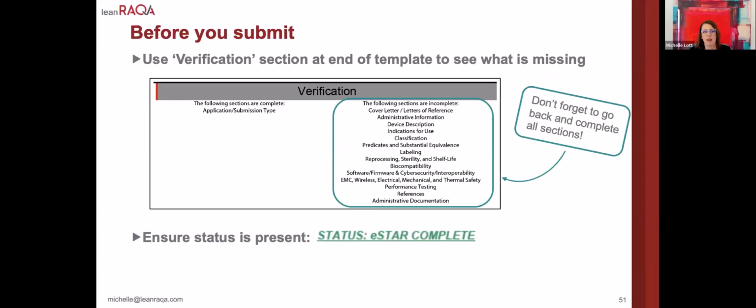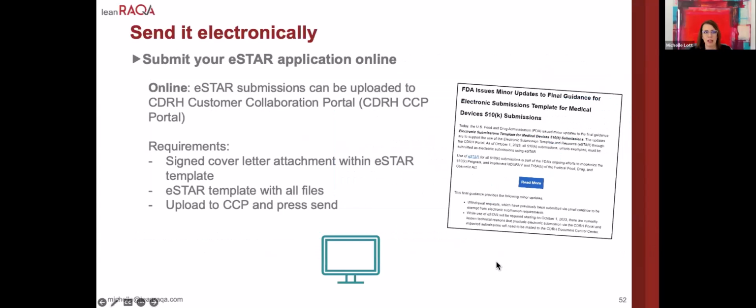Make sure you use that verification section to see what's missing and track your progress, and then make sure that each section turns green and gives you an ultimate green status, eSTAR complete. Send it electronically, unless you manage to crash the customer collaboration portal.